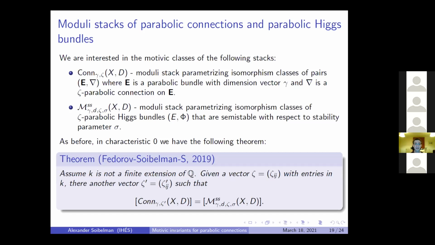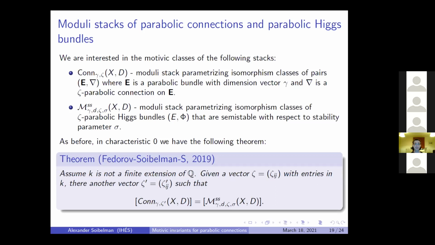And so then there is, once again, as in the case without any parabolic structure, a relationship between connections and semi-stable Higgs bundles. And this is, again, given in characteristic 0 in terms of this formula. So basically, assuming some technical condition where K is a field that is not an extension of the rational numbers, then it is possible, given one of the vectors of eigenvalues, say for the semi-stable Higgs bundles, to obtain another vector of eigenvalues for the connections, such that the corresponding motivic classes end up being equal.